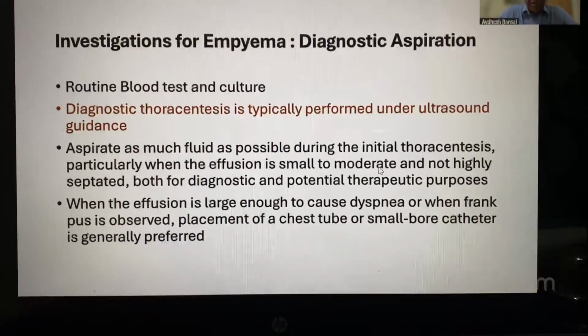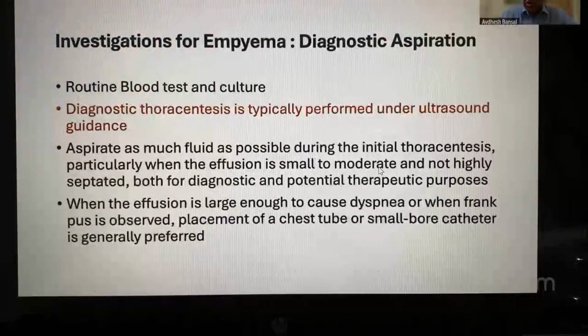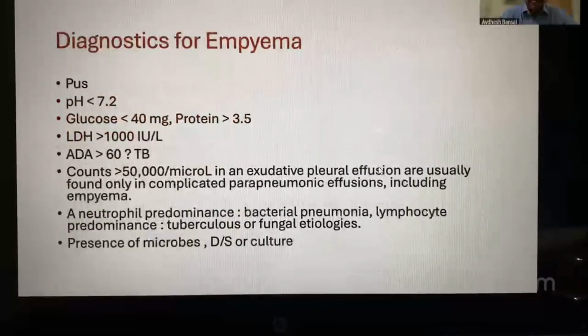Now, most of the physicians will actually aspirate completely when the effusion is small to moderate in size and it's not separated. And this serves both for diagnostic and therapeutic purpose. So once you've drained it, you've actually treated the patient. Continue with the antibiotics, patient will get better. Sometimes you drain a large effusion because it is causing symptoms like dyspnea, or when you have loculations. In those cases, merely aspirating the fluid will not be sufficient, and you will have to put a chest tube to drain these effusions. So, how do you diagnose empyema?